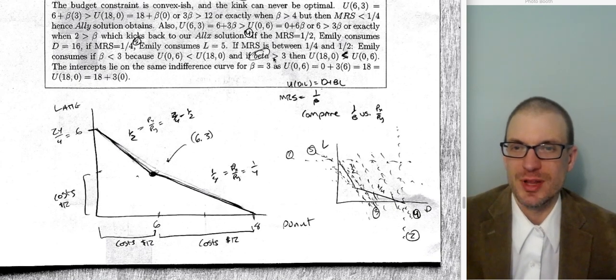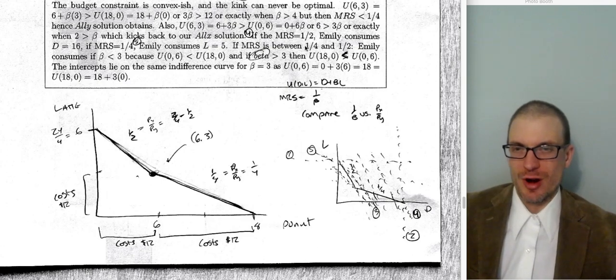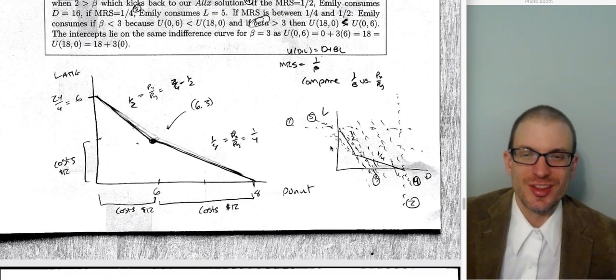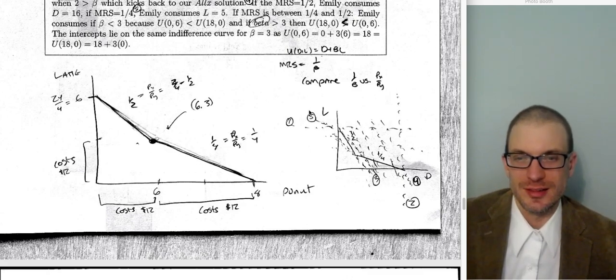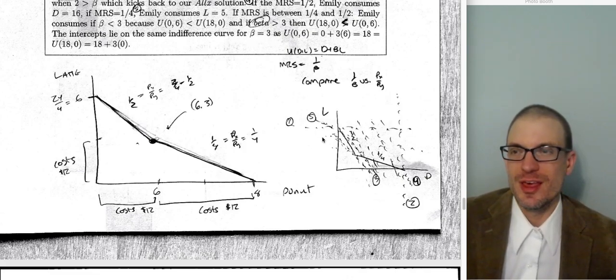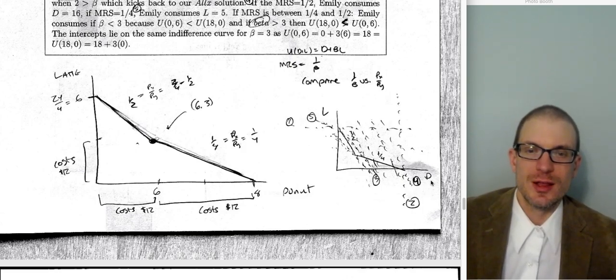And then the weird thing that can happen is thinking about what Emily's going to do if the MRS is between 1/4 and 1/2. So one thing that's interesting to reflect on is the two intercepts, the donut intercept and the latte intercept, lie on a line with the slope 3. So if beta is exactly 3, such that the MRS is 1/3, between 1/4 and 1/2, then the intercepts lie on the same curve, and that's a situation where Emily would be indifferent between the intercepts.